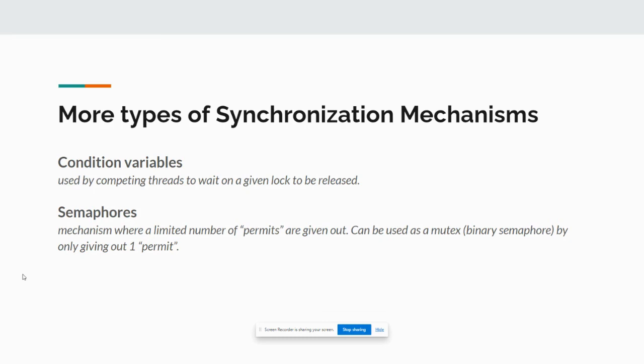A key distinction between mutex and semaphores is, in a mutex, the same thread which acquires the lock must release the lock, but in semaphores, different threads can acquire the lock while another thread releases the lock. So this is essentially what I wanted to cover today in this presentation, that is race conditions, interference, and synchronization mechanisms.